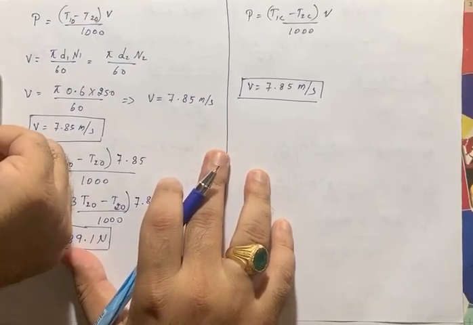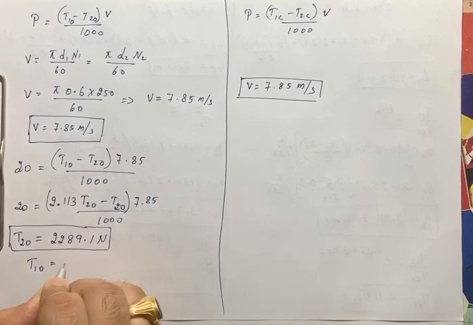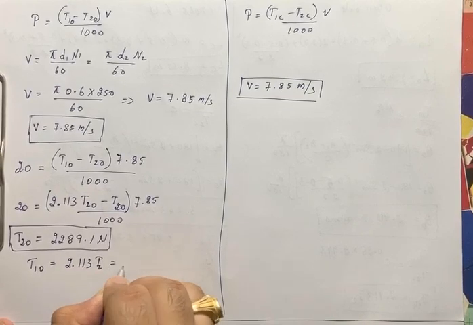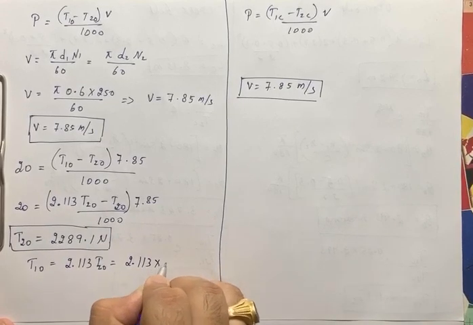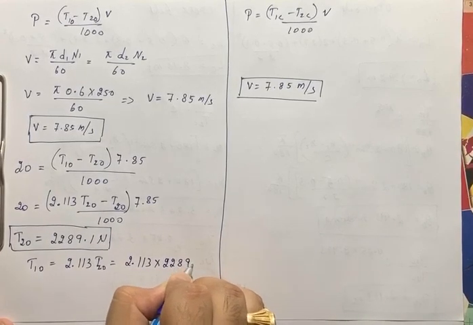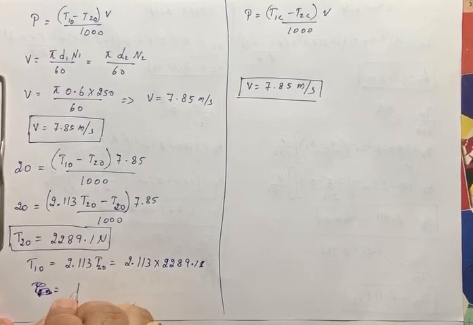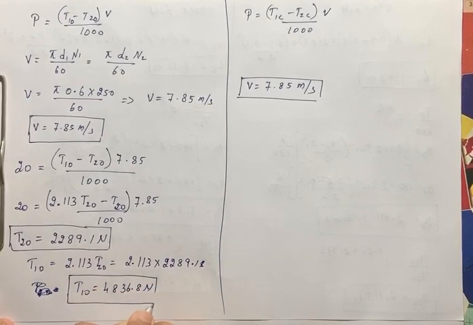So, now we have T1O is equal to 2.113 T2, that is T2O here, that is 2.113 into 2289.1 Newton here. So, I will get T1O is equal to 4836.8 Newton. Similarly, we will do it for this.